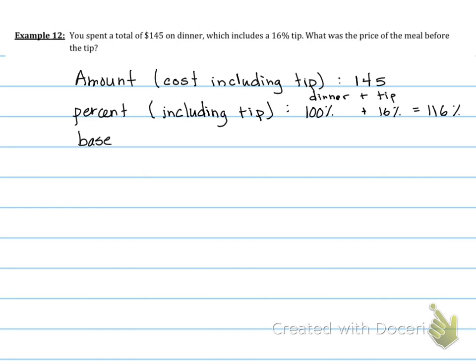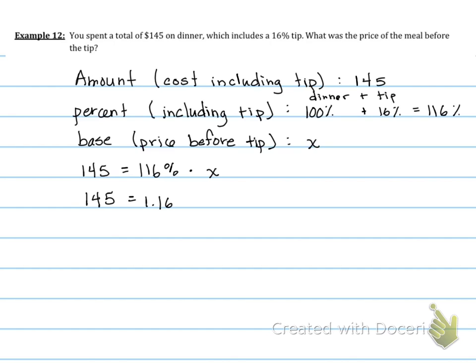And now my base is the price before tip. Which is what I don't know. So amount equals percent times base. So 145 equals 1.16x.